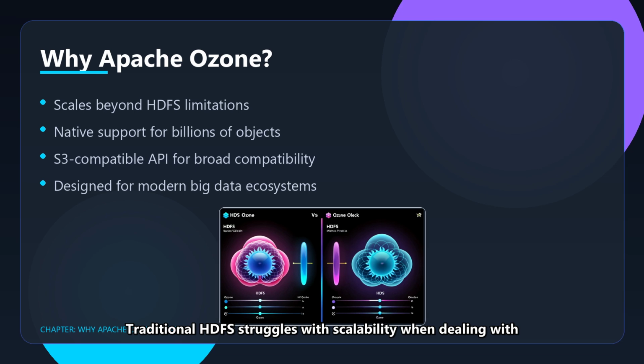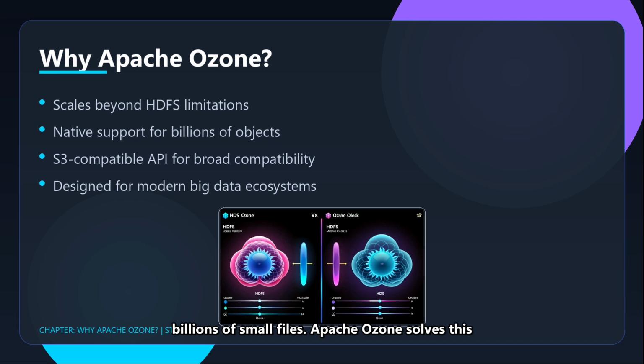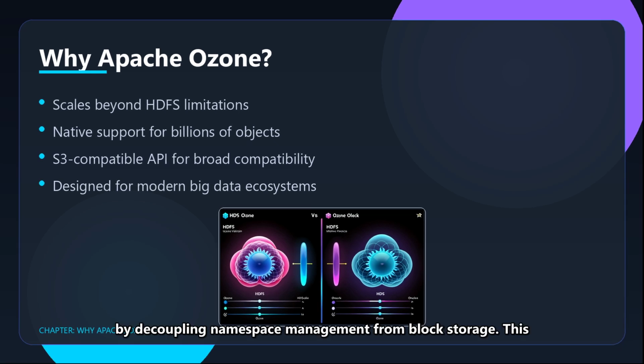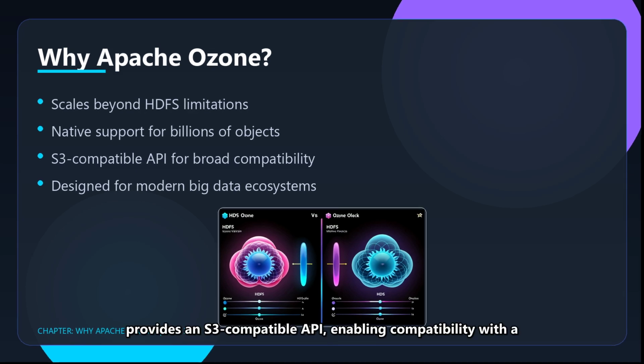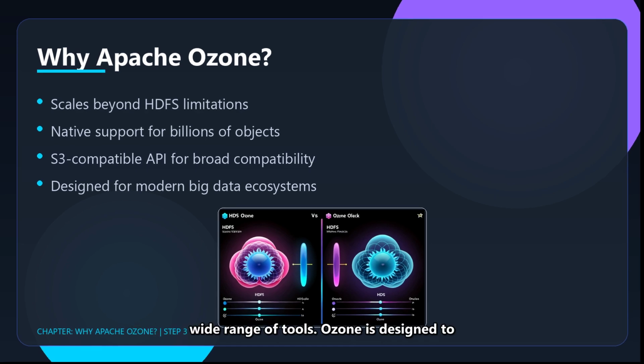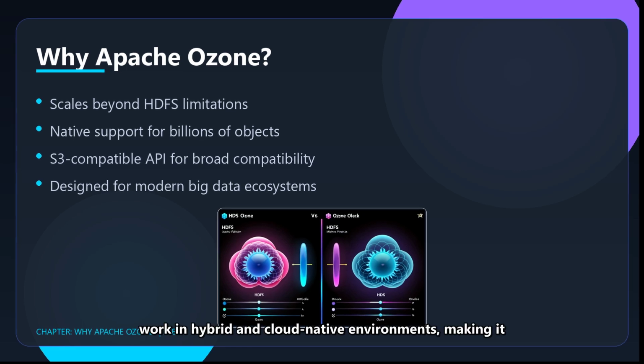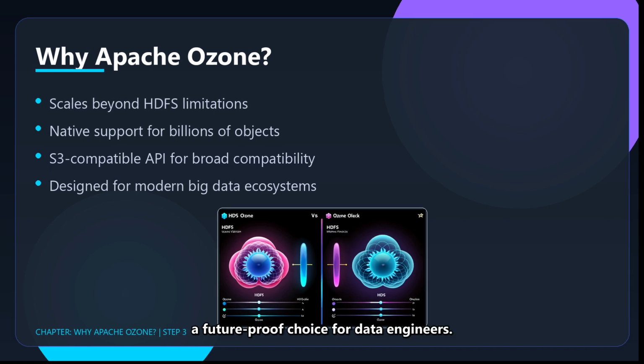Traditional HDFS struggles with scalability when dealing with billions of small files. Apache Ozone solves this by decoupling namespace management from block storage. This allows it to scale more effectively. It also provides an S3-compatible API, enabling compatibility with a wide range of tools. Ozone is designed to work in hybrid and cloud-native environments, making it a future-proof choice for data engineers.